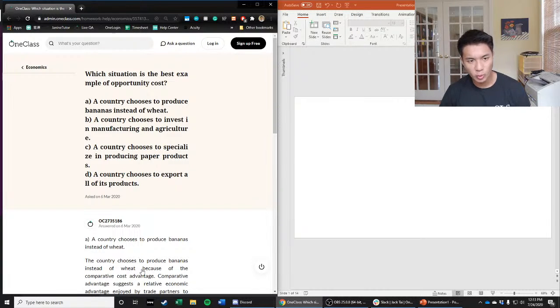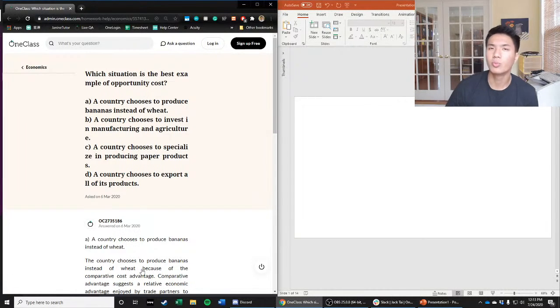The next question says, which situation is the best example of opportunity cost? A, a country chooses to produce bananas instead of wheat. B, a country chooses to invest in manufacturing in agriculture. C, a country chooses to specialize in producing paper products. Or D, a country chooses to export all of its products, right?